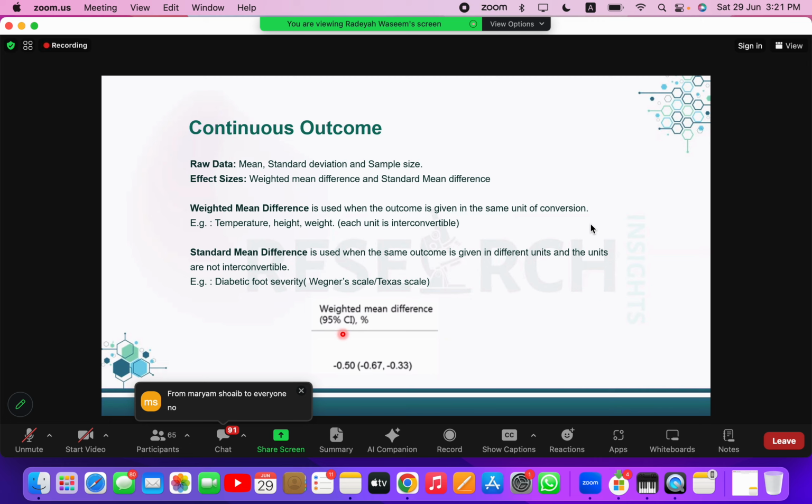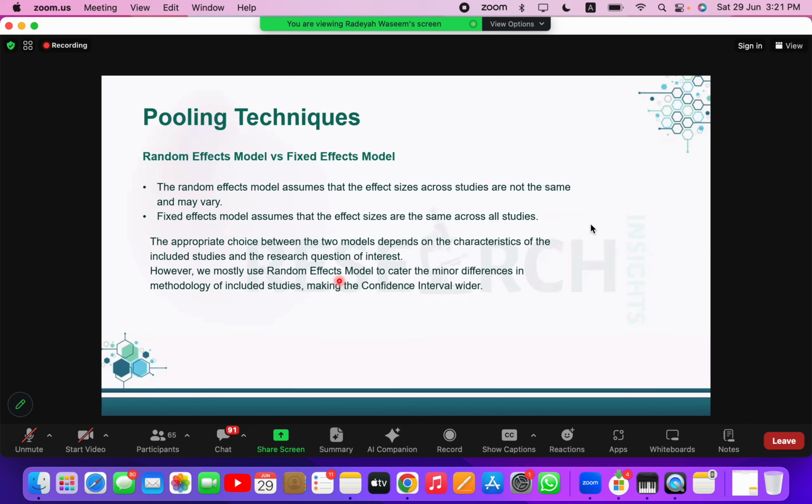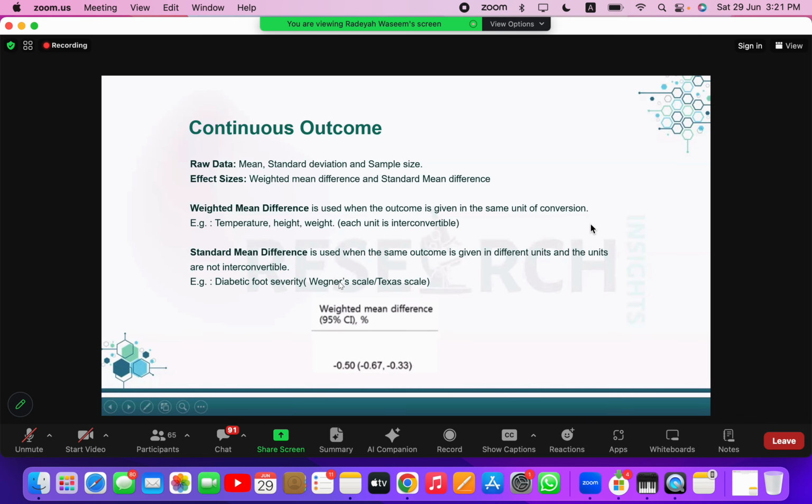So the effect size for continuous outcomes, that is weighted mean difference and standard mean difference, the value could be positive and the value could be negative, okay? I will explain the importance further, but right now it could be positive and it could be negative. Keep this in mind. And this is the confidence interval. So now, if this slide is clear, we'll go to the next thing.